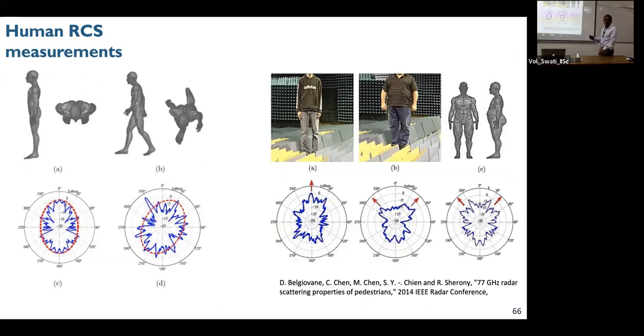Not only a man-made object, but even a human being has different RCS depending on where the radar looks at. So it becomes important that you don't have just a monostatic radar, but rather a network of radars, each probing a different angle of the target, and then combining this information to present a coherent target. Next slide, Vijay.